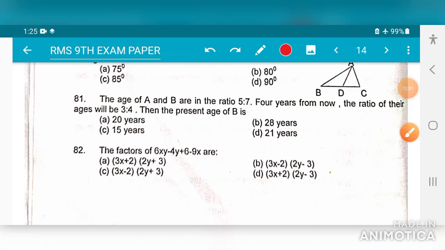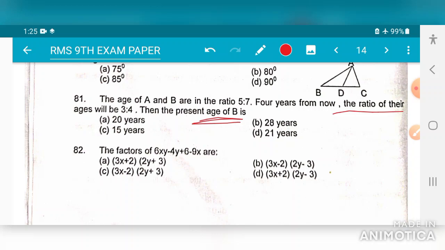So let's start from question 81. In continuation of our RMS 9th class exam paper solution, let's start. Question 81: the ages of A and B are in the ratio 5:7. Four years from now, the ratio of their ages will be 3:4. Then find the present age of B.